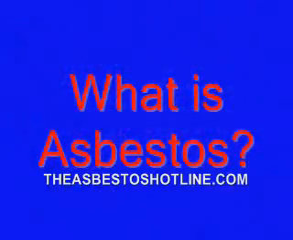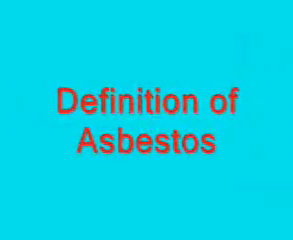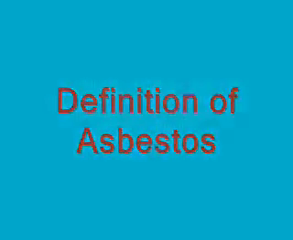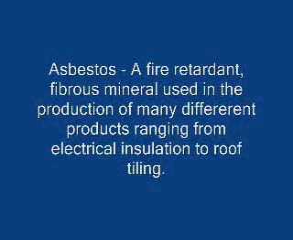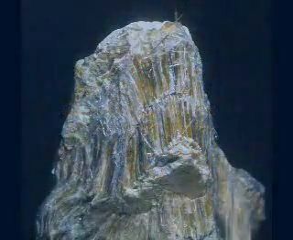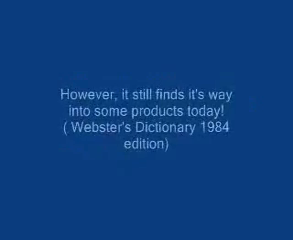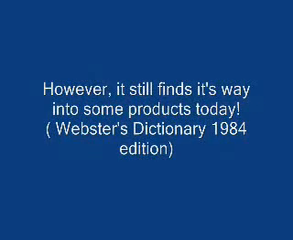What is asbestos? Simply put, asbestos is a mineral. Let's take a look at the definition of asbestos. Asbestos is a fire-retardant fibrous mineral used in the production of many different products, ranging from electrical insulation to roof tiling. Asbestos was widely used in the 1930s and up until the 1980s, but its use curtailed in the 70s and 80s due to the side effects. However, it still finds its way into some products today.